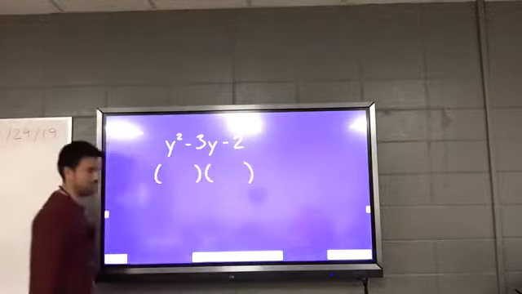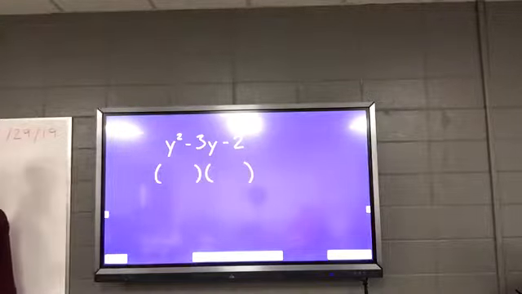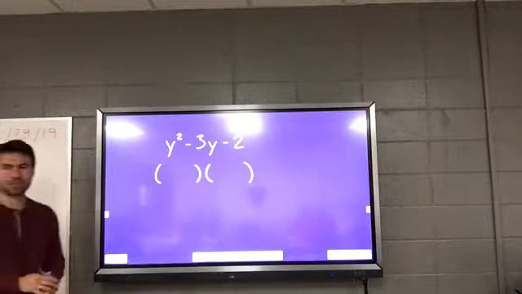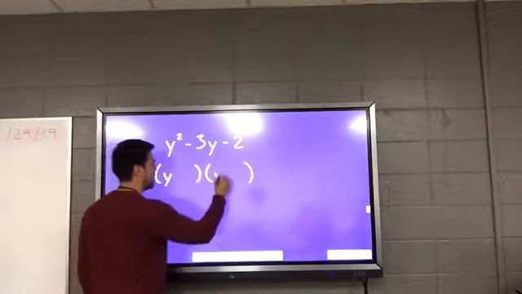Go ahead and figure this out now. Is it in standard form? Yes. Is the lead coefficient 1? Is it a trinomial? Yep. Can it be factored? It's possible. Go ahead and factor it. I know it's going to be what? y and y?